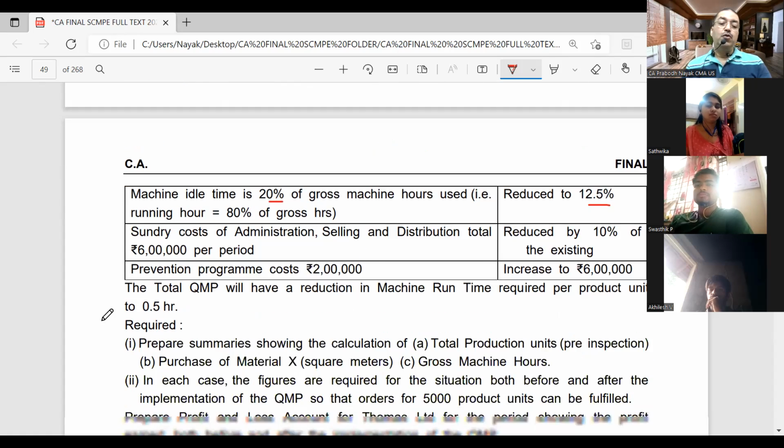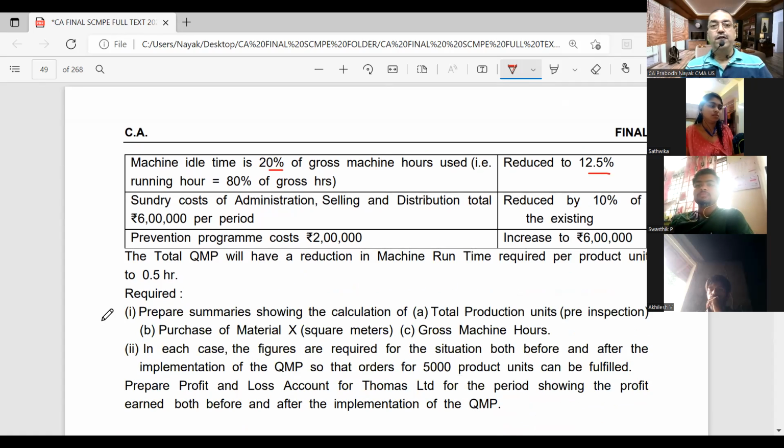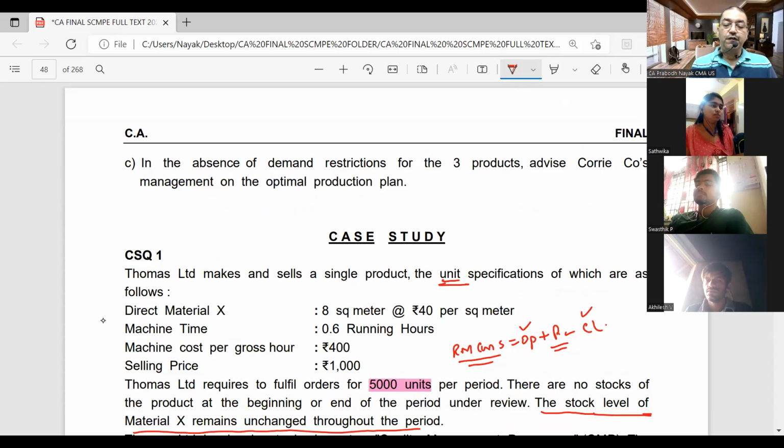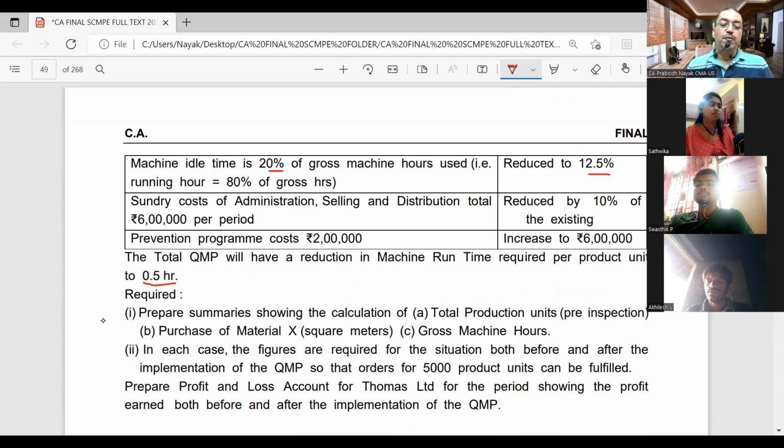The total QMP, that is the quality management program, will have a reduction in machine runtime required per unit of the product to 0.5 hours. Initially, it was 0.6 hours. Correct? Initially, it was 0.6 hours. Now that is going to come down to 0.5 hours.